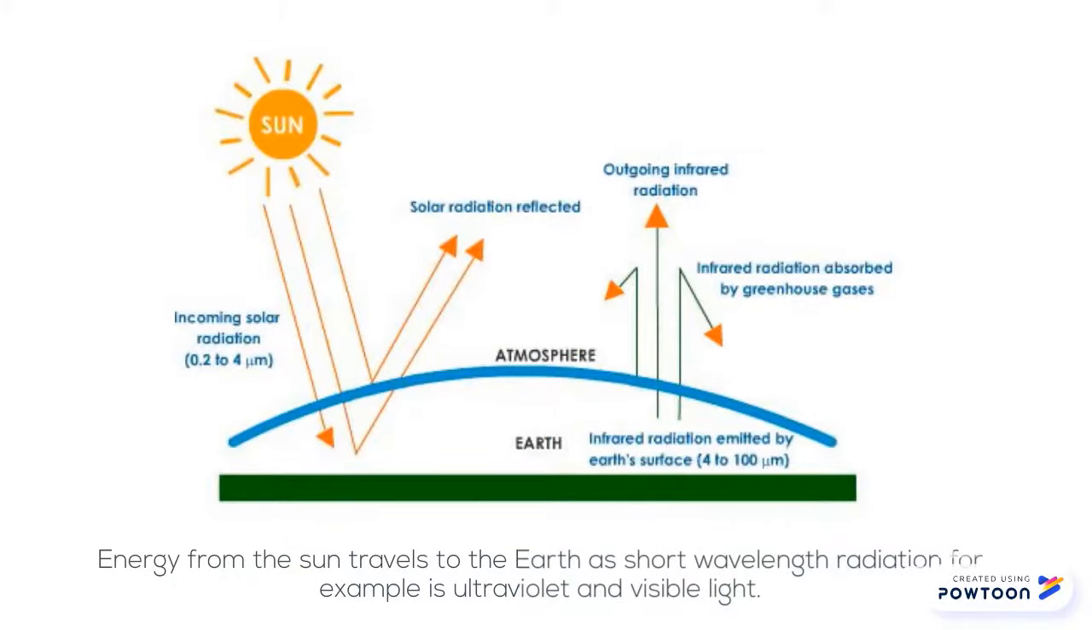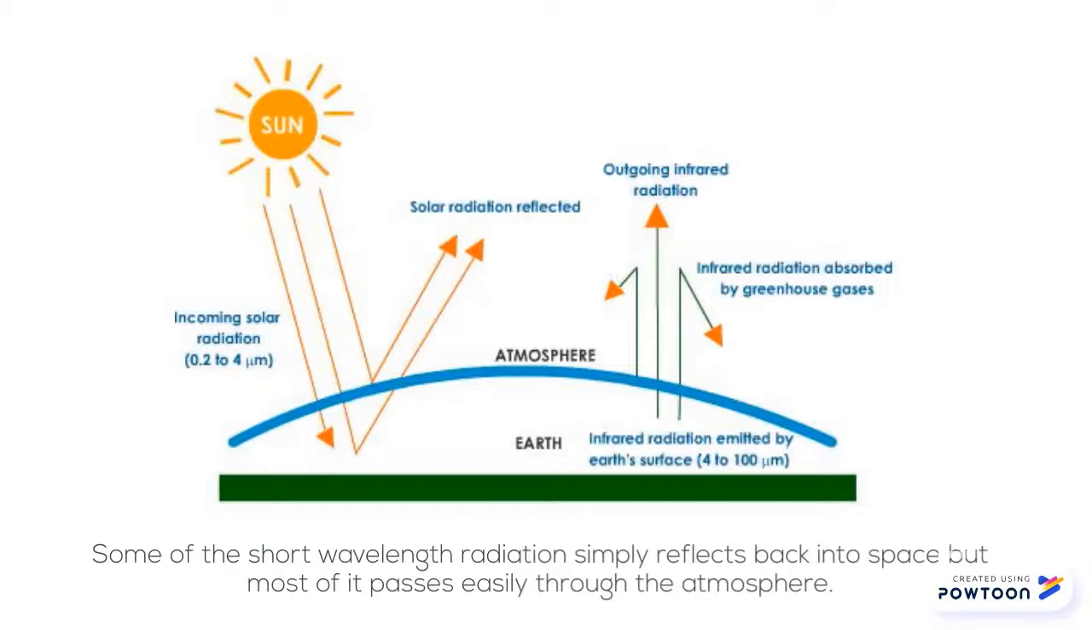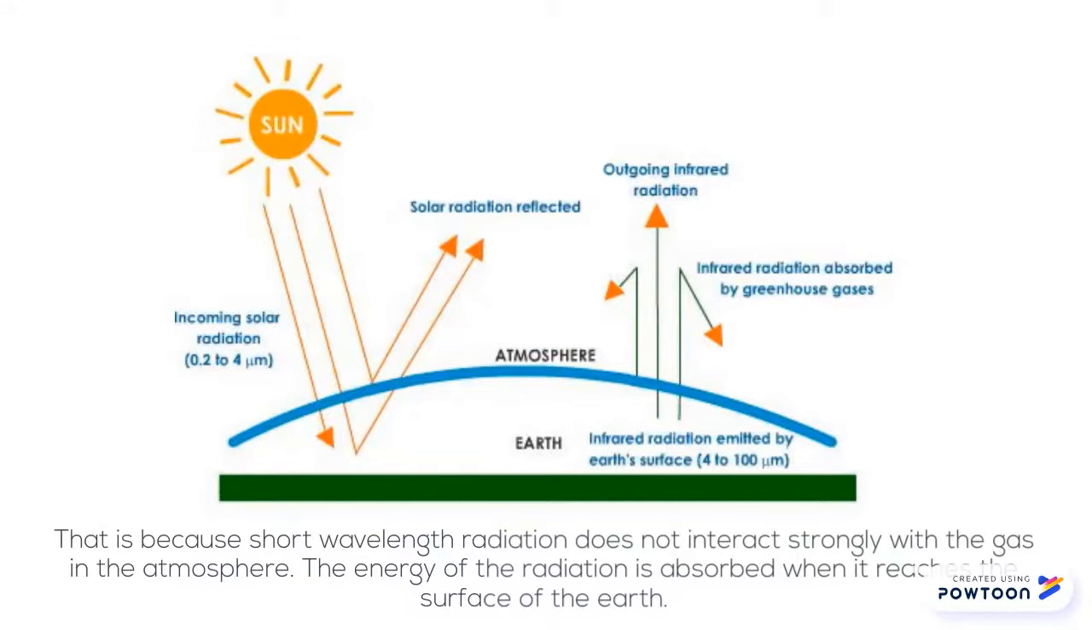Energy from the sun travels to the Earth as short wavelength radiation, for example ultraviolet and visible light. Some of the short wavelength radiation simply reflects back into space, but most of it passes easily through the atmosphere. That is because short wavelength radiation does not interact strongly with the gases in the atmosphere. The energy of the radiation is absorbed when it reaches the surface of the Earth.